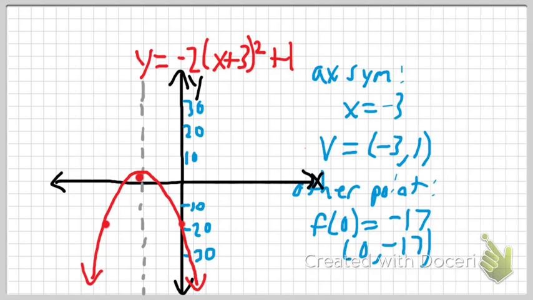Okay, so we've got one more form to look at. You should at this point know how to graph a quadratic function when it's written in standard form and turning point form. And then the last thing that we'll do for this section in terms of graphing is we'll graph functions that are written in factored form.